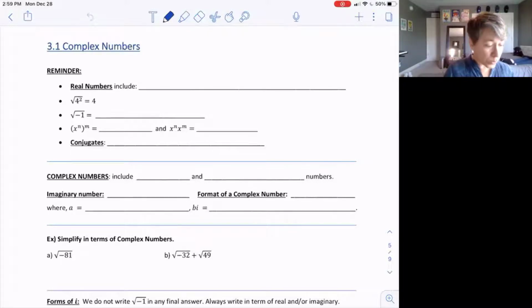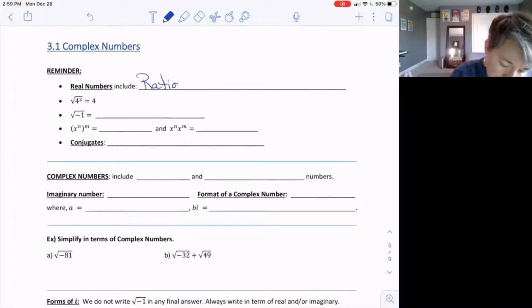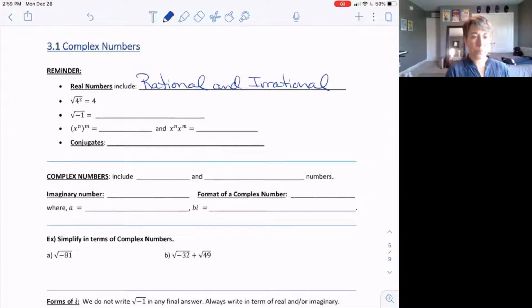Real numbers, or the real number system, includes rational and irrational numbers. Remember, rational numbers can be written as a fraction, which means they have a finite number of decimals, or the decimals have a pattern that repeats. And irrational numbers are numbers like pi or the square root of 2 that have infinite numbers after the decimal.